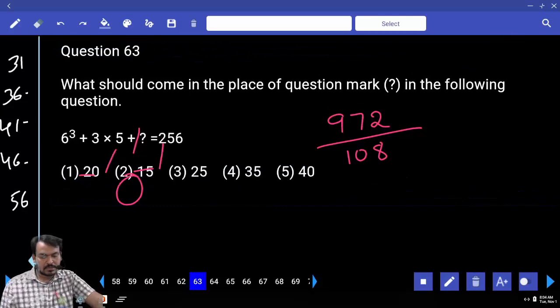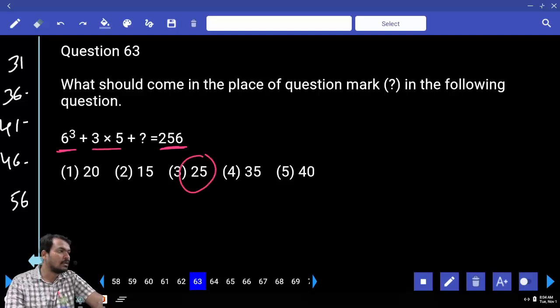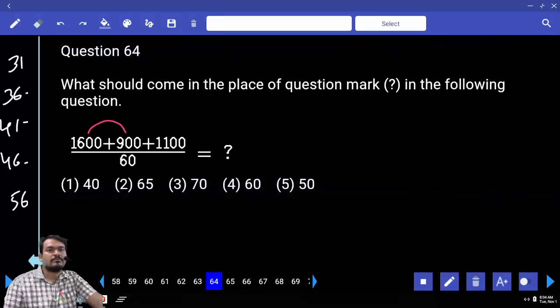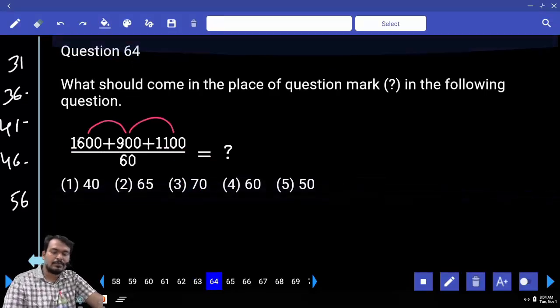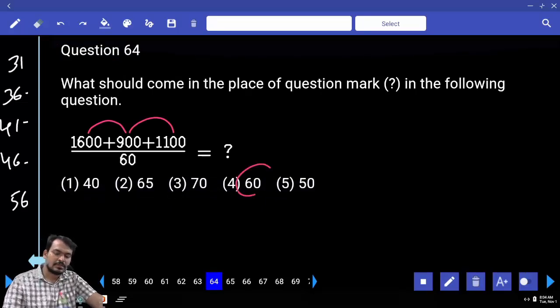Next, question number 63. First priority, 6 cube, or not? What is the 6 cube? 216. What is the difference between 256 and 216? 40. 3 5s are how much? 15. 40 and 15 difference? 25. Next, question number 64. 1600 plus 900, 2500 plus 1100, 3600. Divide by 60, 60 100.